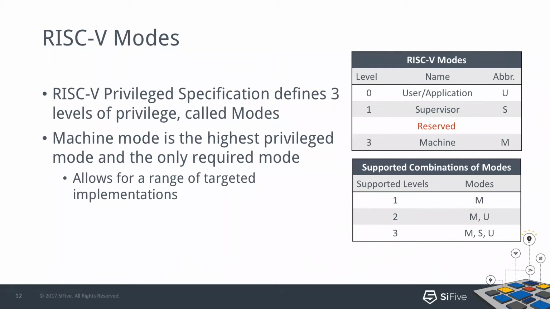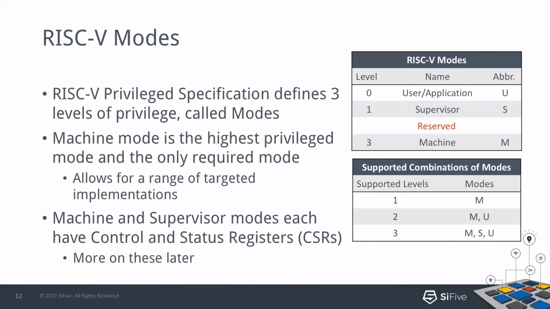Also, for more sophisticated implementations still, such as those implementing Linux, you might want to implement all 3 levels of privilege, in which case you would implement machine, supervisor, and user modes. So the supported mode combinations are shown in the table on the bottom right. For example, you cannot implement a machine and supervisor only mode or a supervisor and user only mode. Machine and supervisor modes each have their own sets of control and status registers, and we'll talk more on these in a few slides.